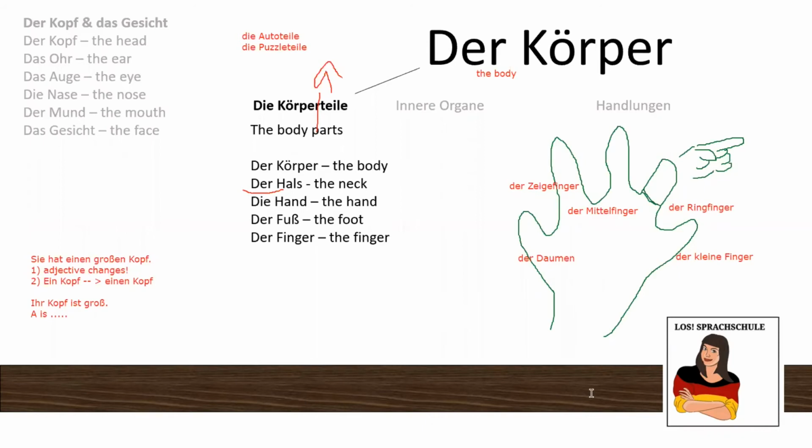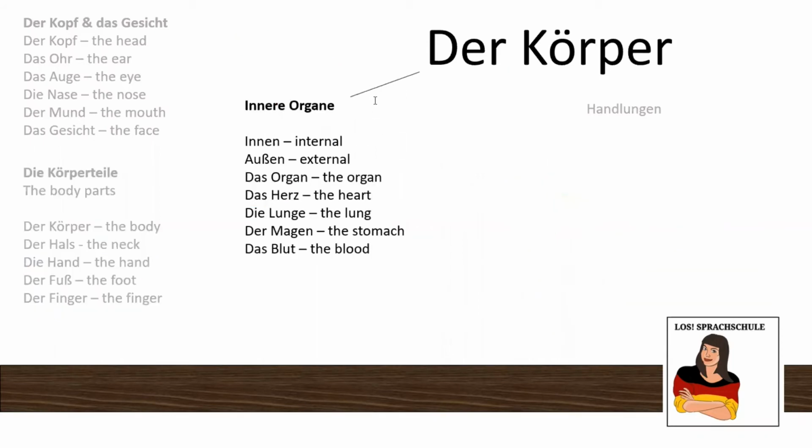So I think the hardest one to learn by heart is really the thumb and the Zeigefinger. Everything else is really similar in English and understandable, in my opinion. Next one, Innere Organe, internal organs.